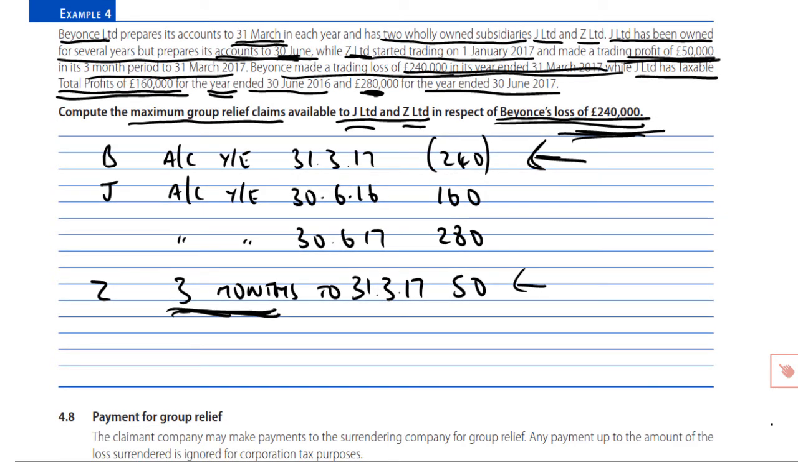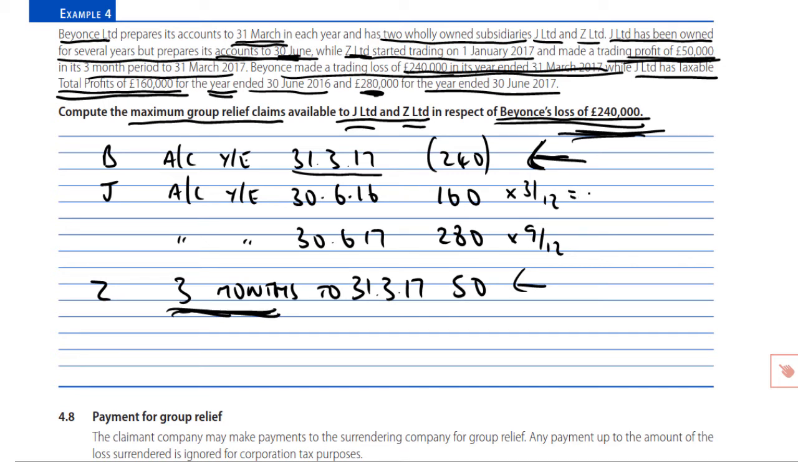So let's see how we've fared, therefore, with this particular example. Again, it was all about piecing the coterminous periods together. Both Beyonce and Jay there have been preparing accounts to the same date for a regular period of years, and all we had to do, therefore, was to work out the coterminous parts. So what we saw was that the loss-making period there of 240 for the year ended March 17, that would correspond with 3 months worth of the profits of the year ended June 16 and 9 months worth of the profits of the year to June 17.